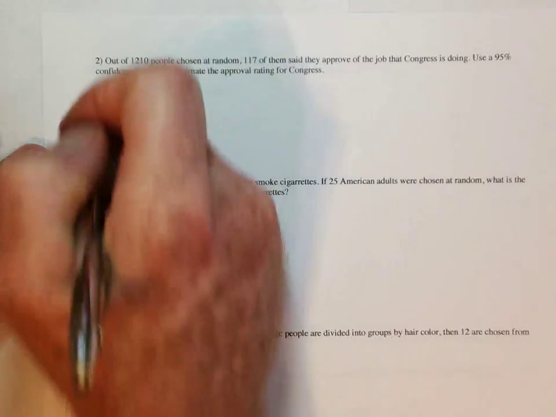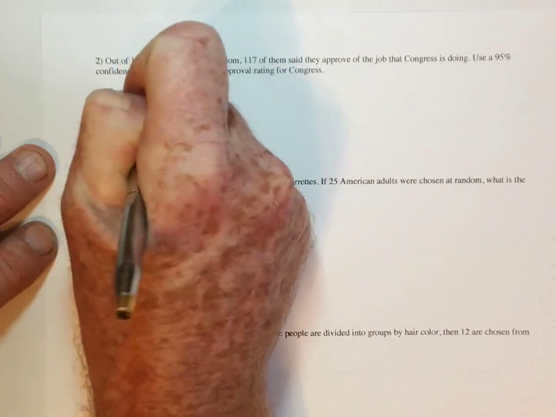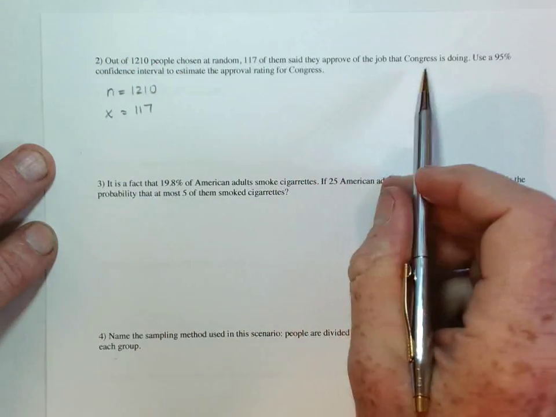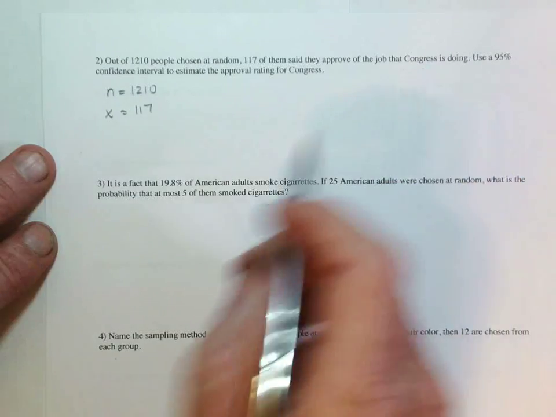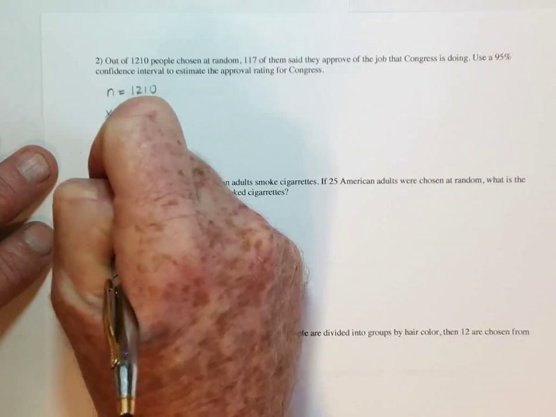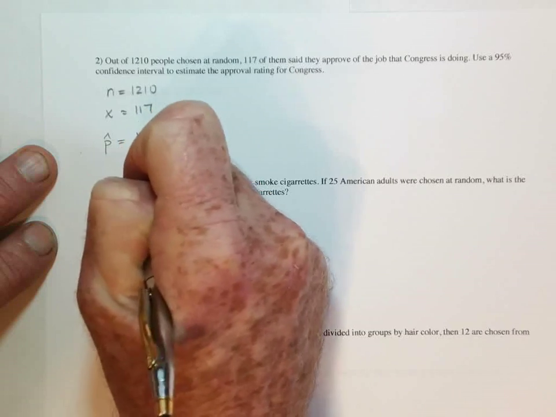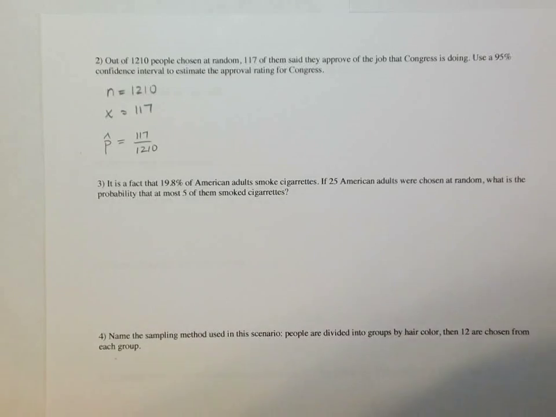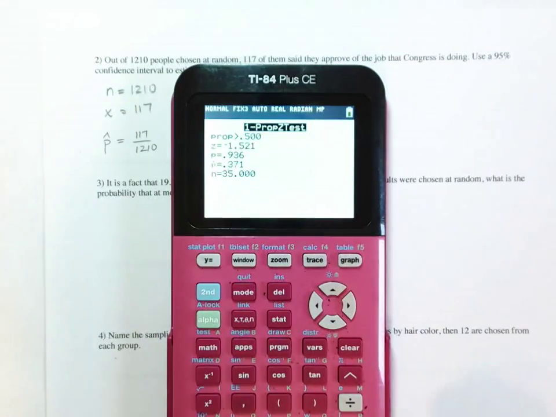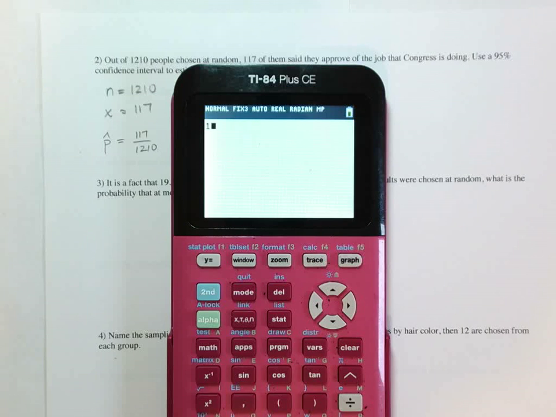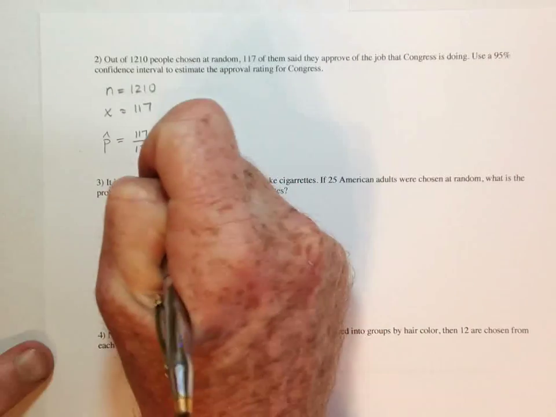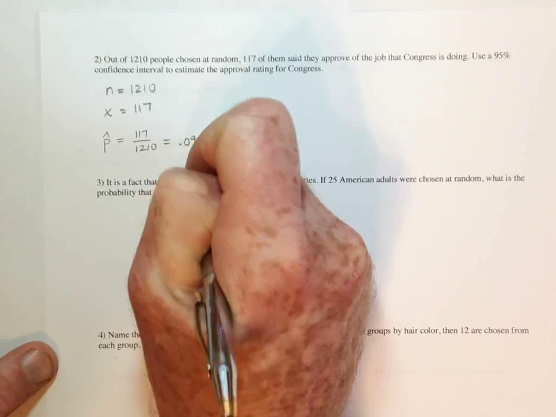So out of n equals 1,210 people, x is equal to 117 of them said that they approve of the job that Congress is doing. Now make the confidence interval. So p hat would be 117 out of 1,210. So that would be 9.7%, or 0.097 as a decimal.